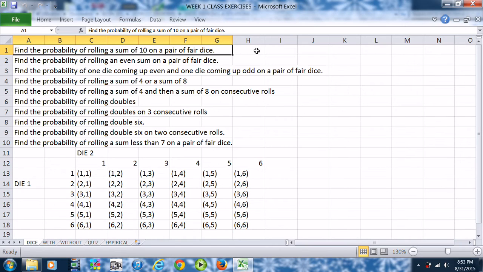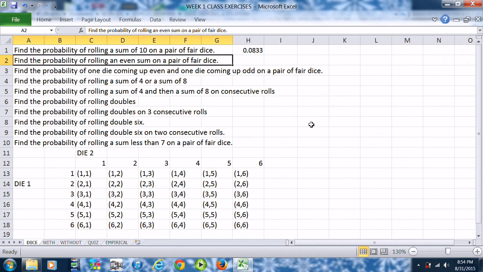First thing we want to do is find the probability of rolling a sum of 10 on a pair of fair dice. So we want to know what ordered pairs add up to 10. And notice here we have 6, 4, 5, 5, and 4, 6. So there are 3 out of 36 ways to roll a sum of 10 on a pair of fair dice. Notice that in Excel, if I wanted to convert it into a decimal, I precede the computation with an equal sign. So the probability is 3 out of 36, or equivalently 0.0833.